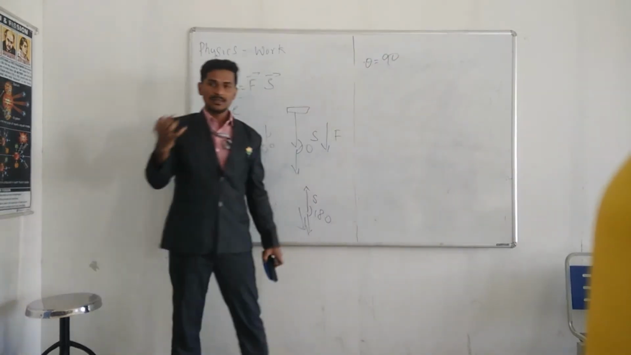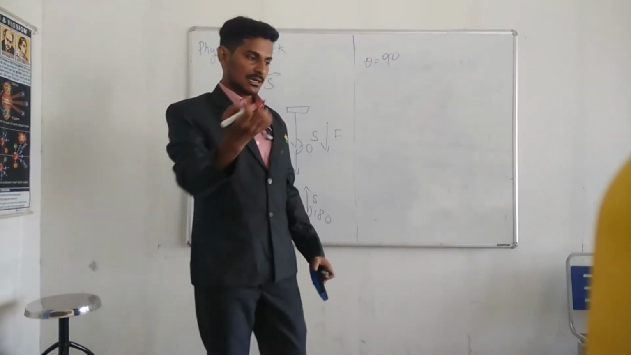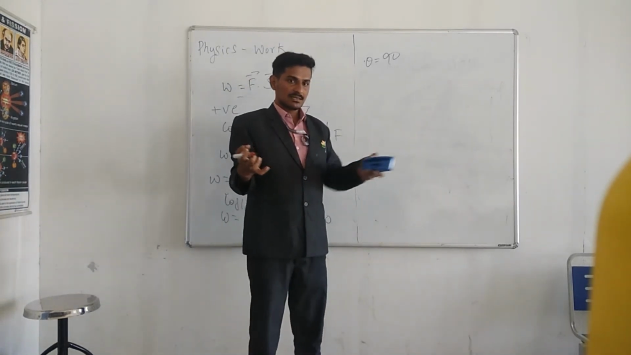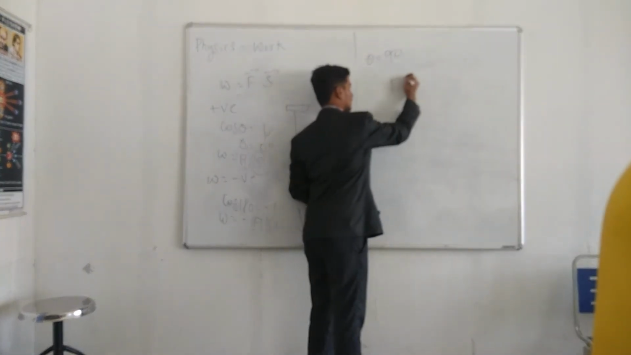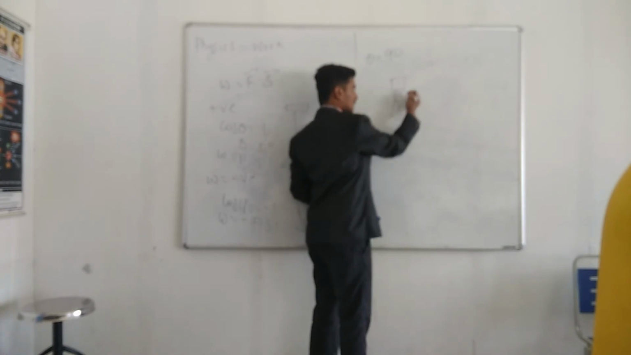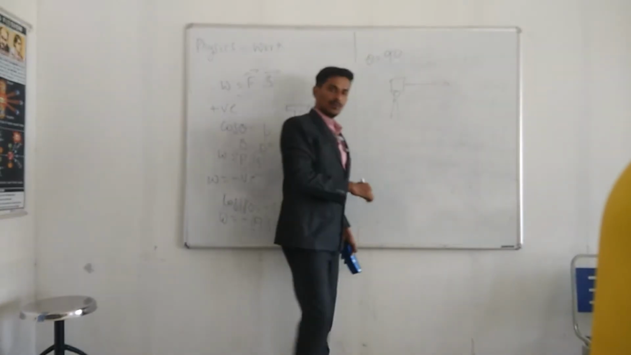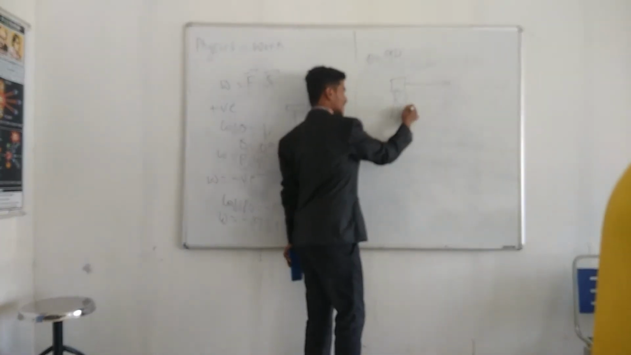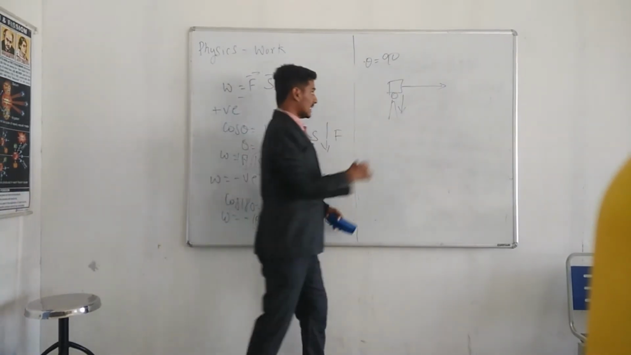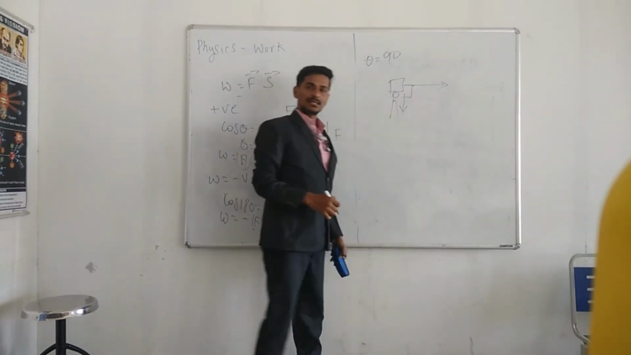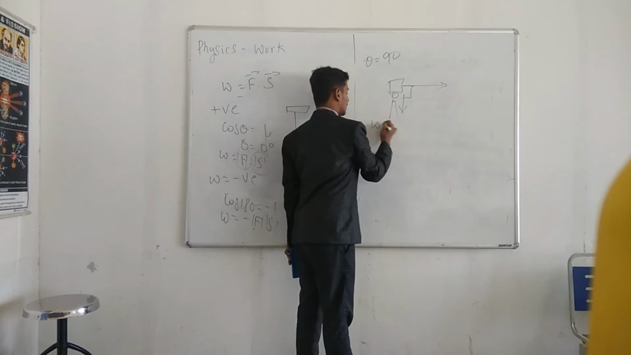So what is meant by theta 90? For example, when a person carries a weight and moves forward. Here the displacement is in the forward direction, but the gravitational force is acting down. So what is the angle between them? It is 90. So automatically the work will become 0.